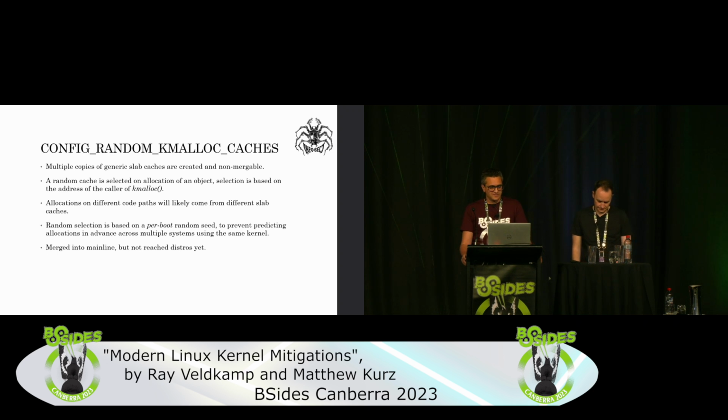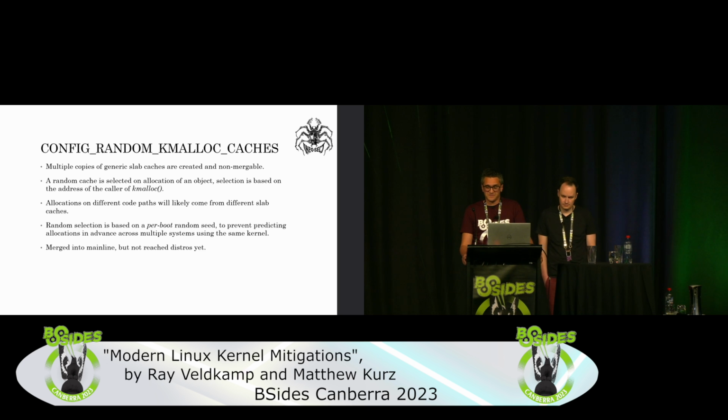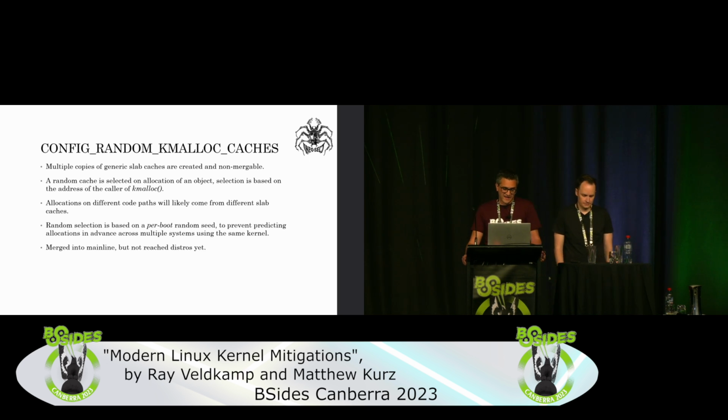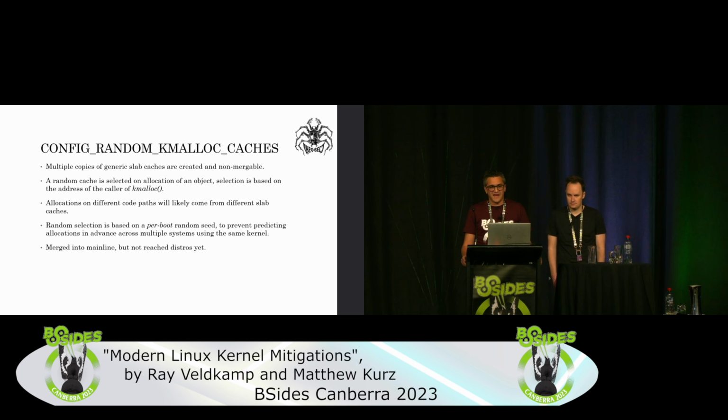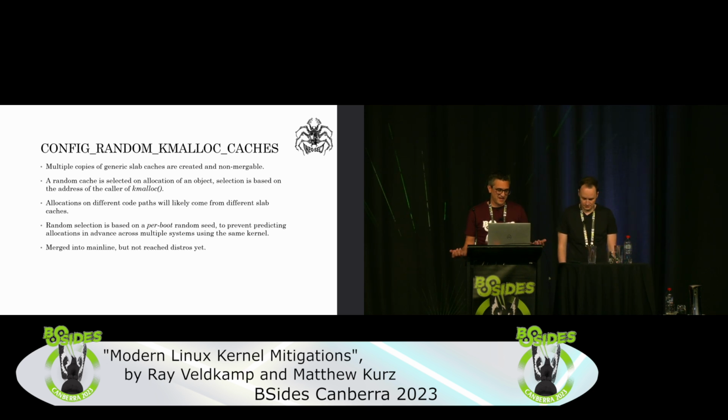This is a new feature. It got merged just a couple of weeks ago. It's CONFIG_RANDOM_KMALLOC_CACHES. When this feature is enabled, multiple copies of slab caches are created as non-mergeable, and a random cache is selected every time you allocate an object, and that selection is based on the address of the caller of kmalloc. So allocations on different code paths and from different subsystems will likely come from different slab caches.